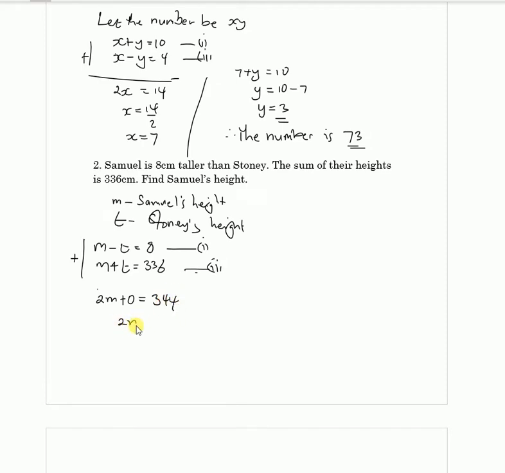So 2M over 2 is equal to 344 over 2, such that M is equal to 174 centimeters. Therefore, Samuel's height is equal to 174 centimeters. That's what we have.